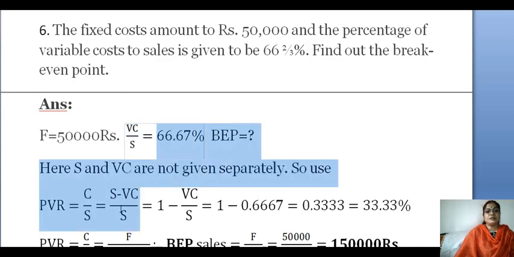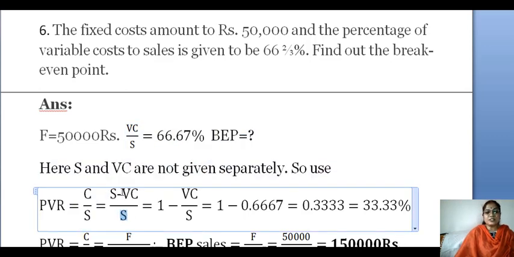So here we can, but still we can use this formula. That is the beauty of this particular formula. I call it as mantra. S by S is 1. So we can write this as 1 minus VC by S. So S separately is not needed. If VC as a percentage of S is given, even then we can apply this.